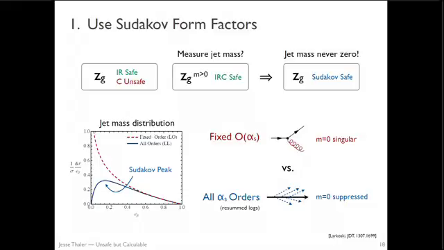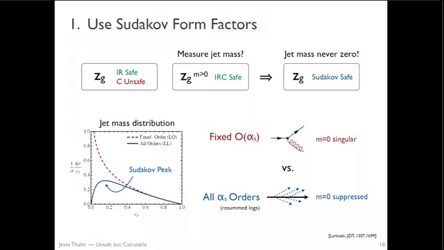And this demonstrates that there's a huge difference between having order by order in alpha s, where there's singularities at a given phase space point order by order, versus working to all perturbative orders, where those phase space singularities are suppressed. And because these phase space singularities are suppressed, you end up getting a Sudakov suppression of the singularity. And you can actually use this as a mechanism to do this z_g calculation. So that's one way of doing the calculation. I'm not going to walk you through that calculation in detail. I'll show you the answer in a second.